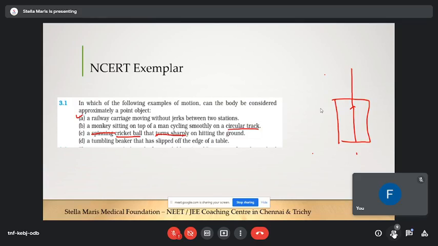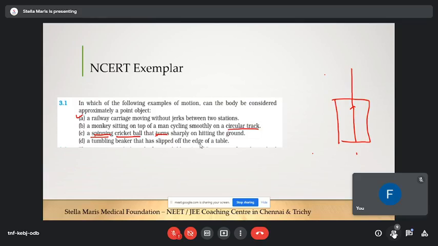A tumbling beaker that slipped off the edge of a table. It is not a point object. And why not? Because it does not go in a straight line. Why is it not in a straight line? Because it is tumbling. It just falls off. Okay. Does it fall off in a straight manner or? Tumbling in the sense it's rotating and falling, sir. Okay, it's rotating and falling.